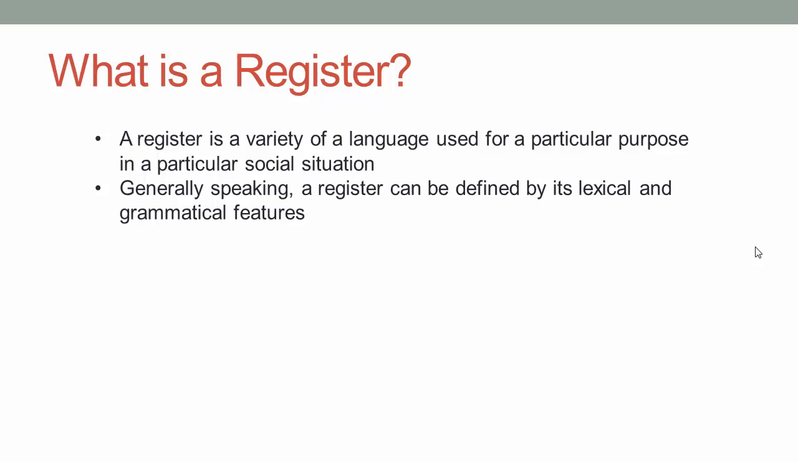So generally speaking, a register can be defined by its lexical and grammatical features. So what this means is we can identify a register based on the words used and also the sentence structures used. So let's look back at the essay example. In an essay, you're more likely to use big words that are precise and also that are unambiguous. And also the sentence structures are generally going to be longer and more complex.